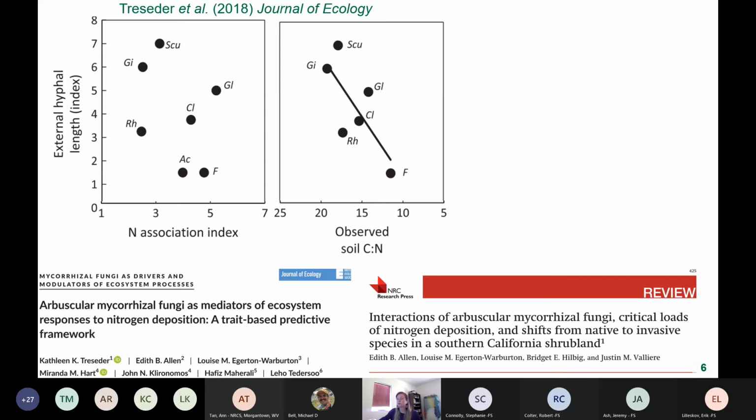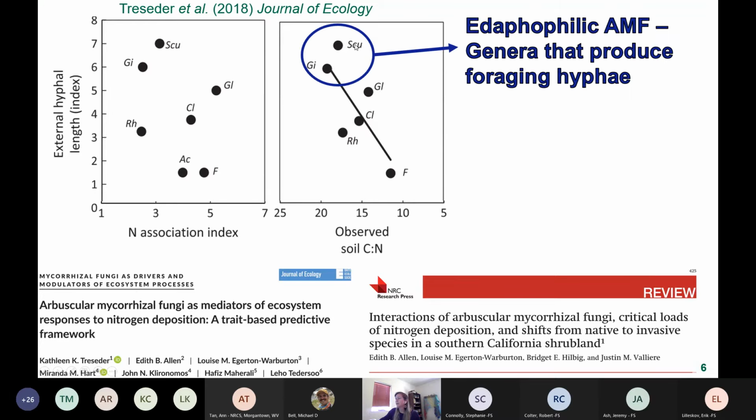So some of the inspiration for this work was work that my PhD advisor, Edie Allen, was involved in. Here, this figure is from Kathleen Treseder's 2018 paper. On the y-axis, we have external hyphae length, and then we have observed soil C to N on the right, and on the left, the N association index. Each of the points represents a family of mycorrhizal fungi. These ones are edaphophilic AMF families, the Gigasporaceae and the Scutellospora, and they produce more foraging hyphae.